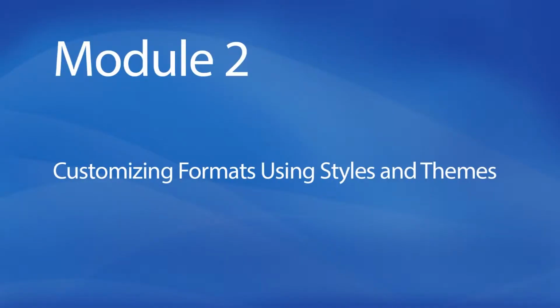In Module 2, we look at customizing formats using styles and themes. Now, this is where we create and modify text styles and themes, as well as create custom lists or table lists, and apply document themes.